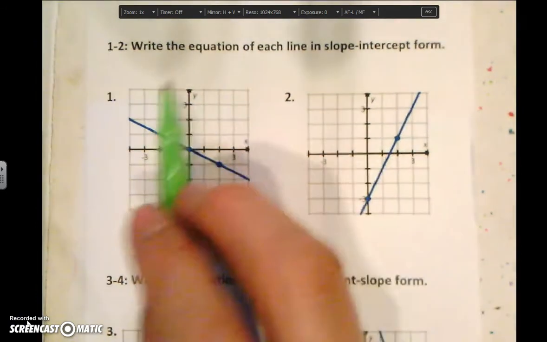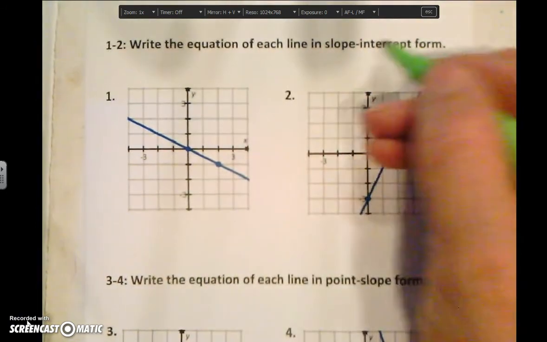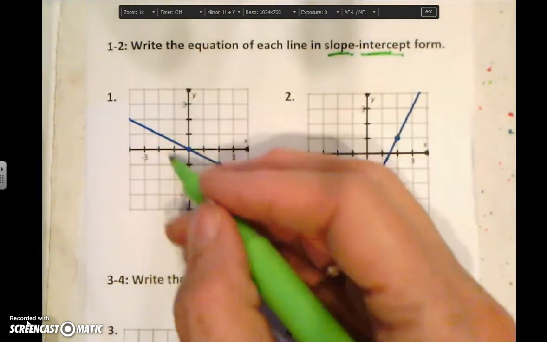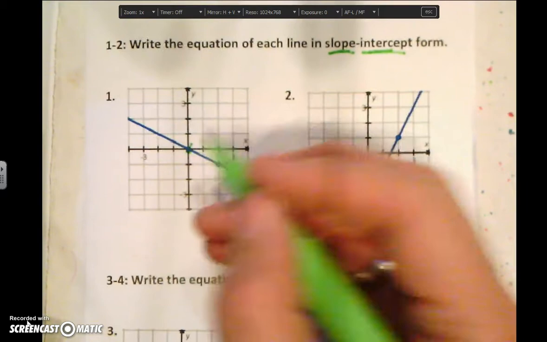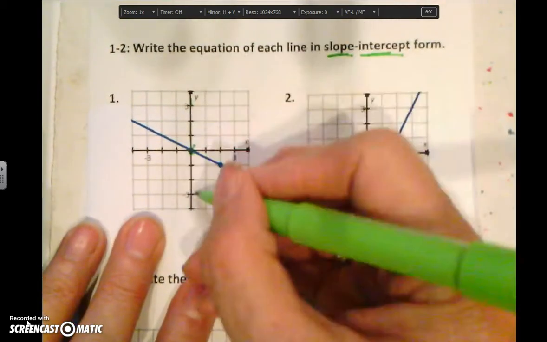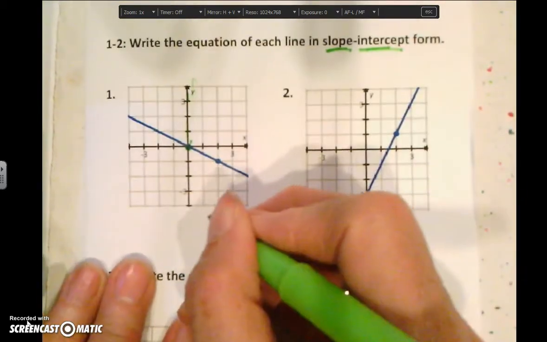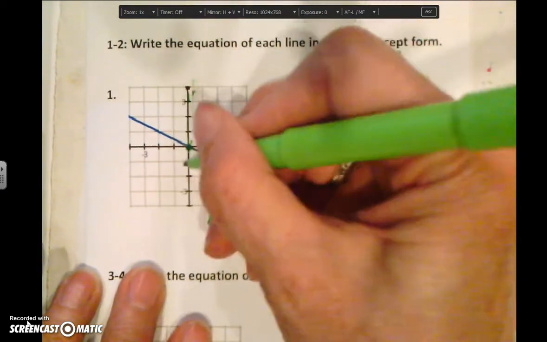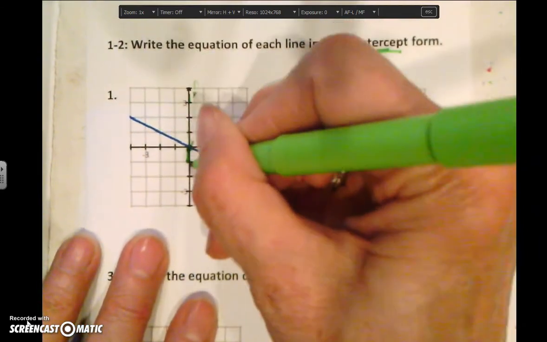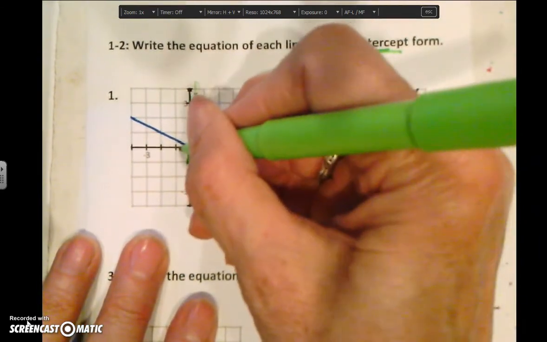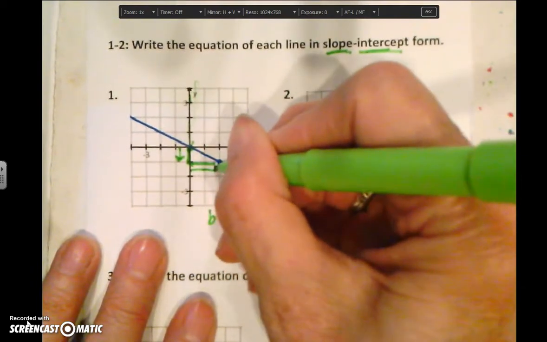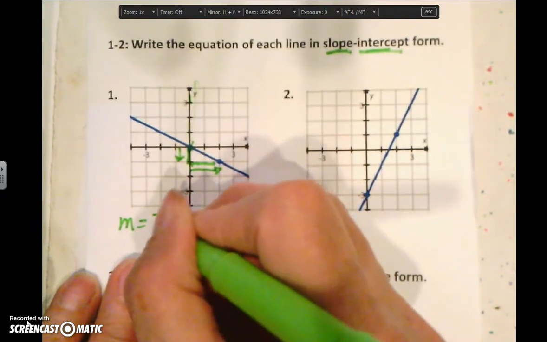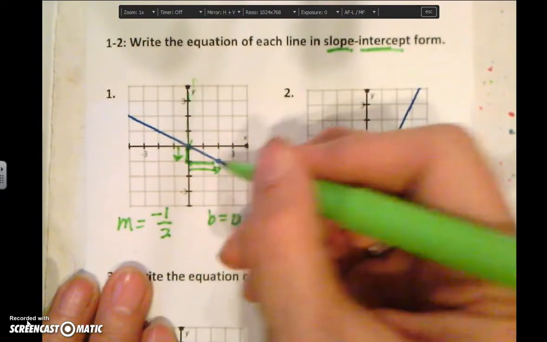So for problems 1 and 2, we're going to write the equation of each line in slope-intercept form. So that means we want to look at our graph and find what the y-intercept is. You can see it's crossing the y-axis at 0, so we're going to say that b is equal to 0. And the slope we'll have to count. Remember, slope is rise over run. This one's going down 1 and then to the right 2, so our slope is equal to negative 1 over 2. So down 1, right 2.